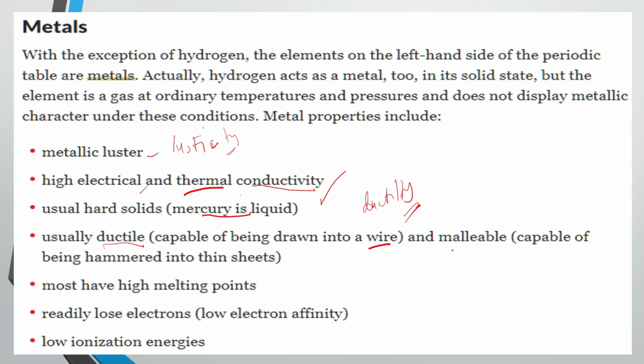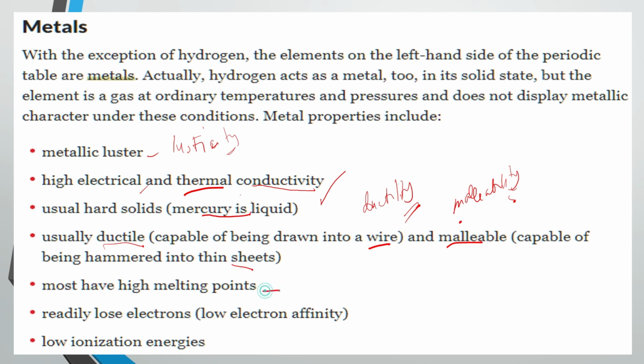Okay? Next, we have malleable. So, when we talk about malleable is malleability. The ability of metal that can be hammered into thin sheets. That's why yung mga jewelries natin and other metals can form into different shapes because of the malleable ability.